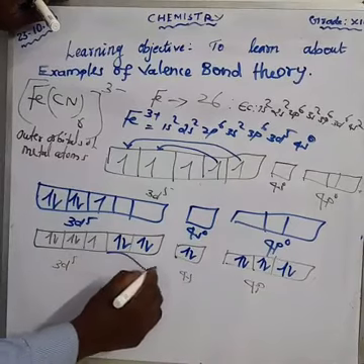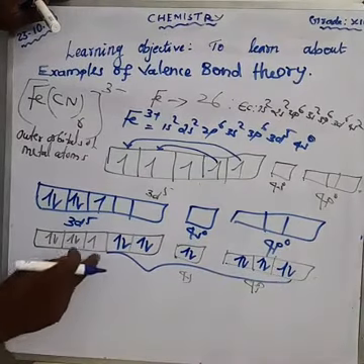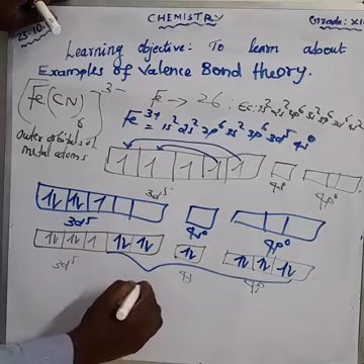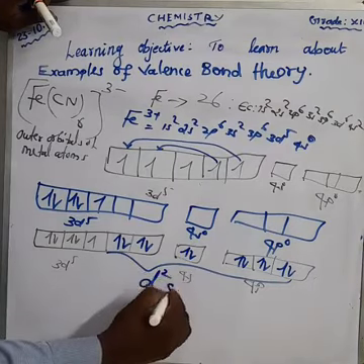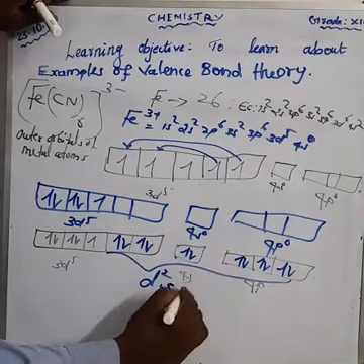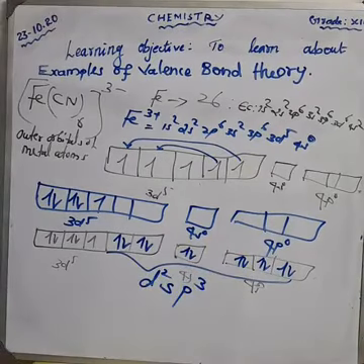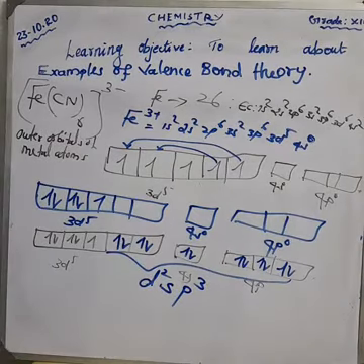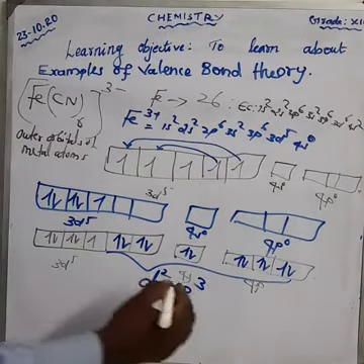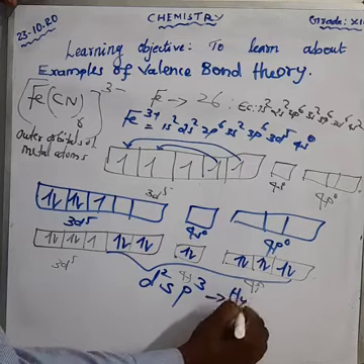Now what is the hybridization? How much d is there? d2. Okay. How much is p? 3p. So what is the hybridization? d2sp3 hybridization.